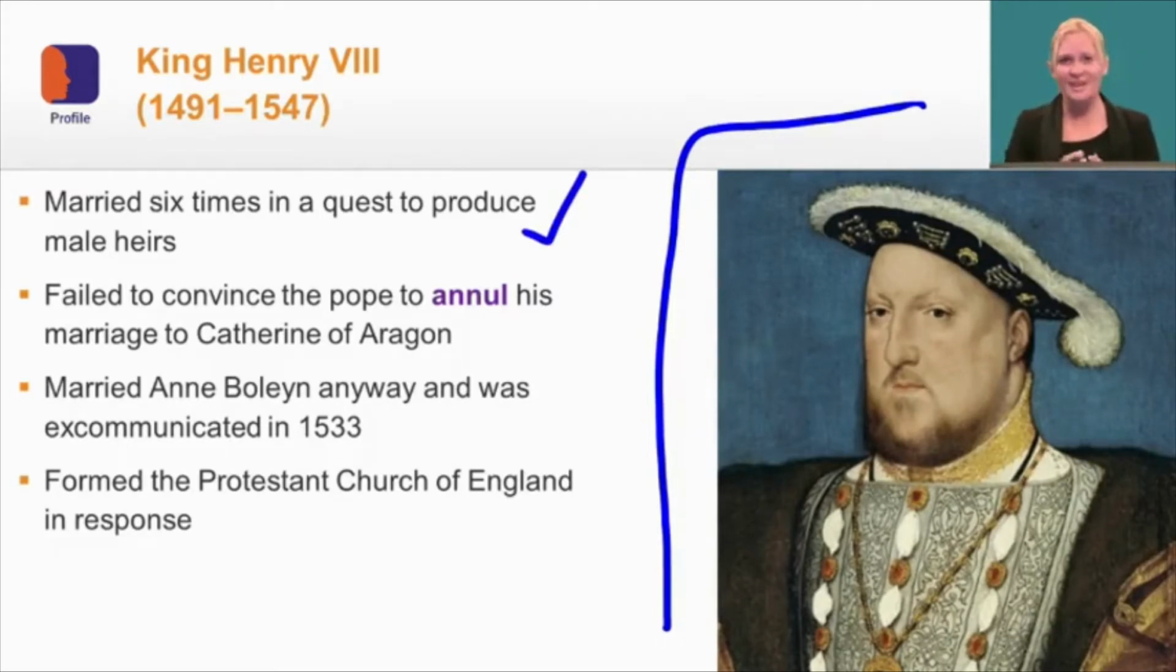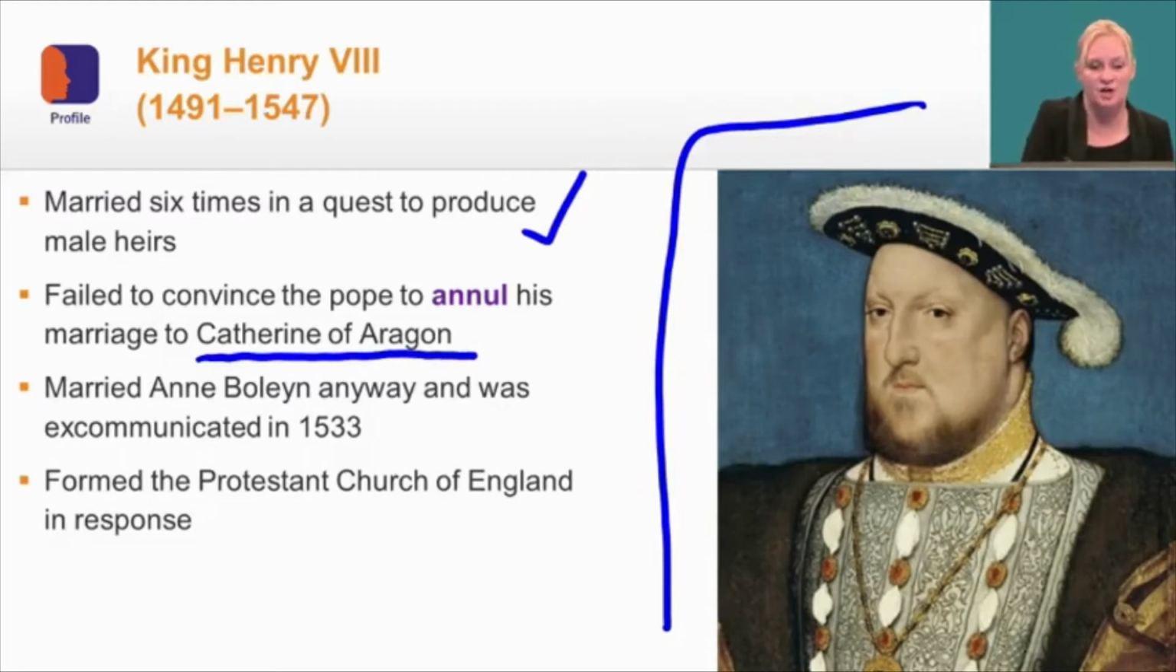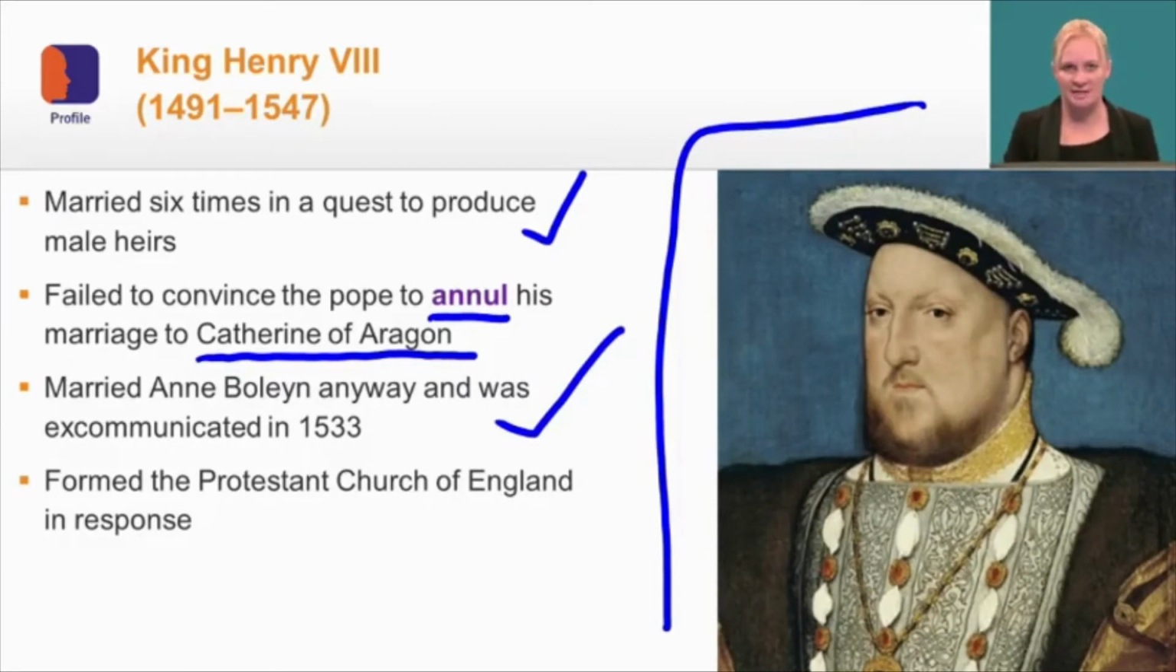However, it was unsuccessful. He did have a daughter that Catherine of Aragon gave birth to, and he wanted the Pope to annul his marriage to her, which means to legally end, or like legally divorce. But the Pope wasn't going to do this. Catherine of Aragon actually had a brother who was very close to the Pope, and so the Pope didn't want to go against the brother. However, King Henry VIII said, no, I'm going to go ahead and divorce her anyway, and he married a woman named Anne Boleyn, and so the Pope excommunicated him in 1533.